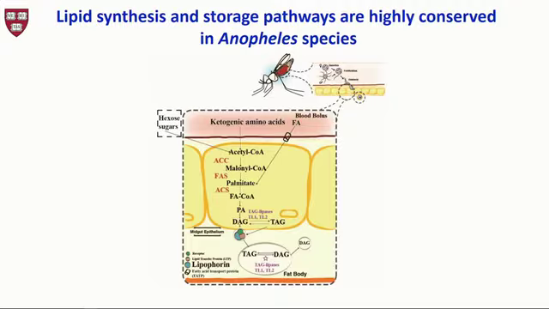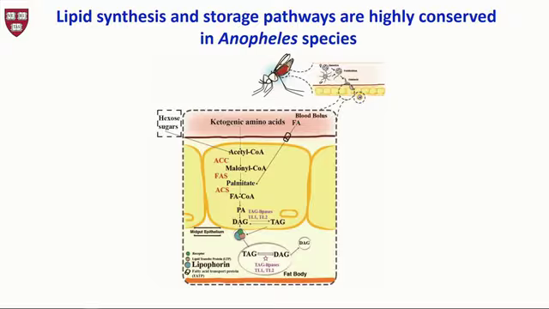Because once these lipids are made, they are then loaded onto lipophorin, which is a major lipid carrier in insects. This lipophorin can then be transported to ovaries or transported to fat body, where they're stored and could be mobilized during subsequent other needs in the mosquito.